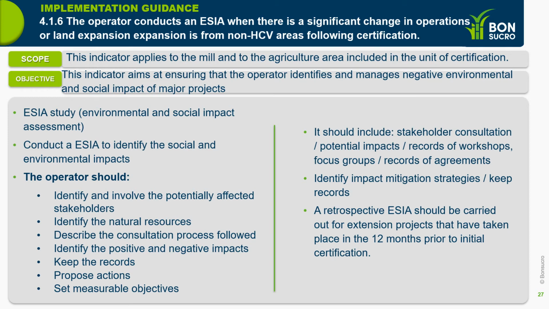Propose actions and set measurable objectives to mitigate that. So, of course, include, as said, stakeholder consultation, potential impacts, records of workshops, focus groups, records of agreements. Then identify the mitigation strategy or plans, and at the end, it's important to be sure that a retrospective environmental and social impact assessment should be carried out for extension projects that have taken place in the 12 months prior to initial certification. So when I'm starting the initial certification, I need to take that information in reverse, looking at the past.